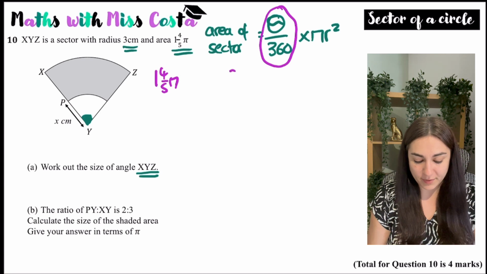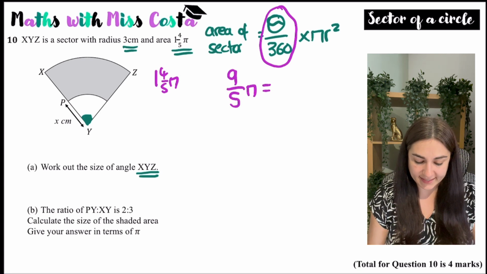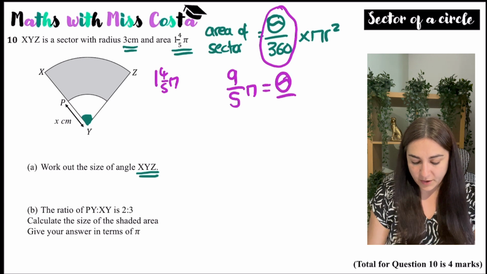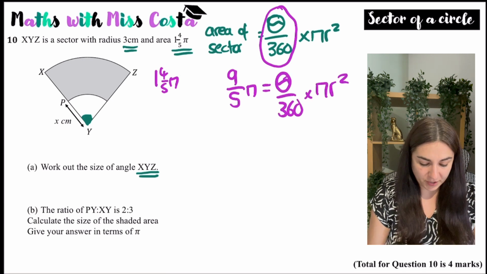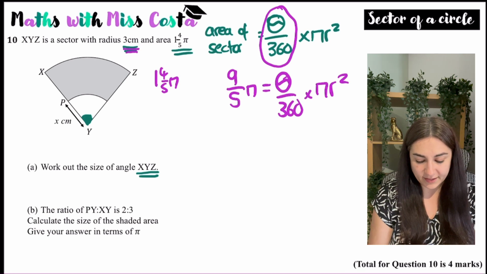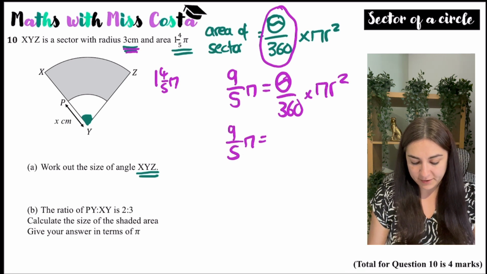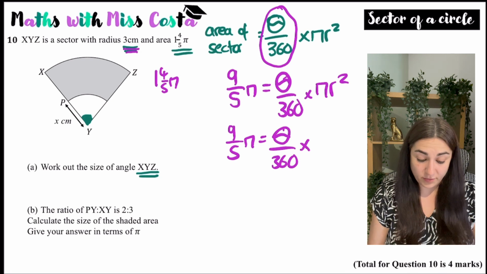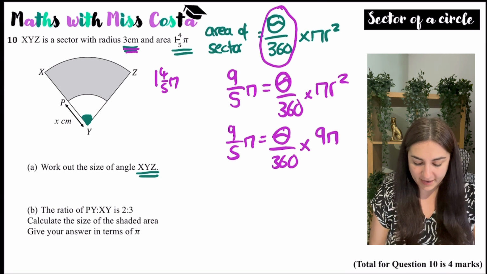5 times 1 is 5 plus 4 is 9. So 9/5 pi is the area of the sector. And I know that it's theta over 360 times by pi r squared. Do I know the radius? They've told me that the radius is 3 centimeters. So I'd say 9/5 pi is theta over 360 times by 3 squared, which is 9. So that would be 9 pi.